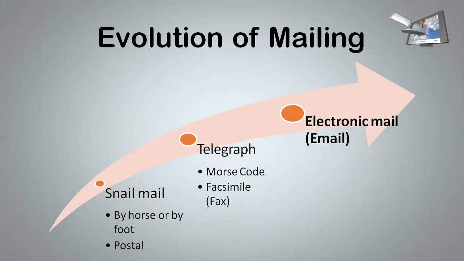Today's email has evolved from the previous history of mailing. In the starting era, communication from one person to another was carried by horse, by foot, or through the postal department, and then it transformed to the telegraph.